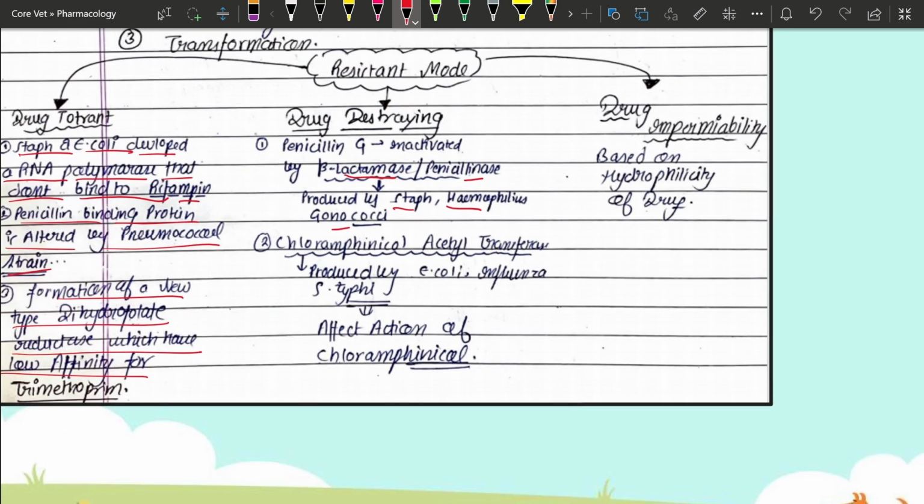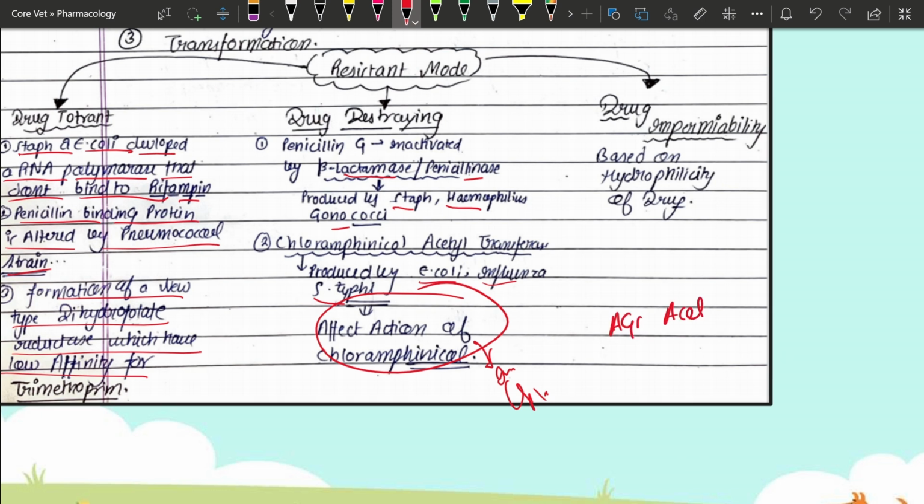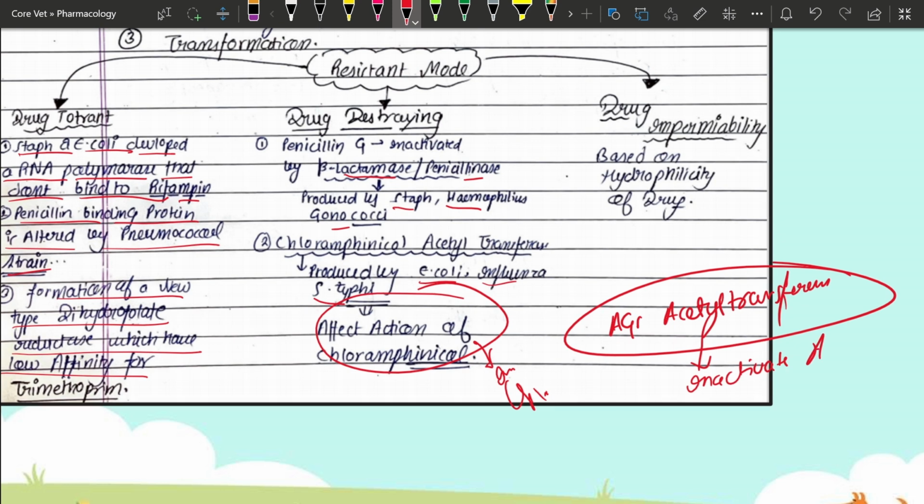There are certain other enzymes also, like chloramphenicol acetyltransferase, that are produced by E. coli, influenza bacteria and typhi. They will go and inactivate the chloramphenicol, right? There is also aminoglycoside acetyltransferase, which will inactivate aminoglycoside. These are examples of the drug destroying property of certain bacteria to have resistance towards the antimicrobial agent.